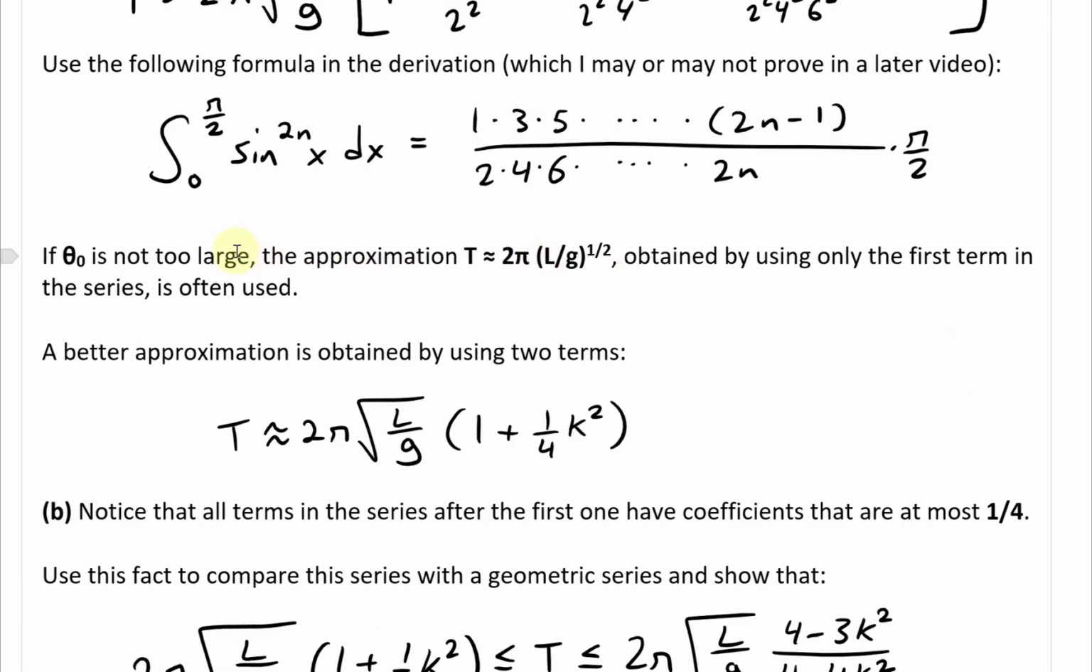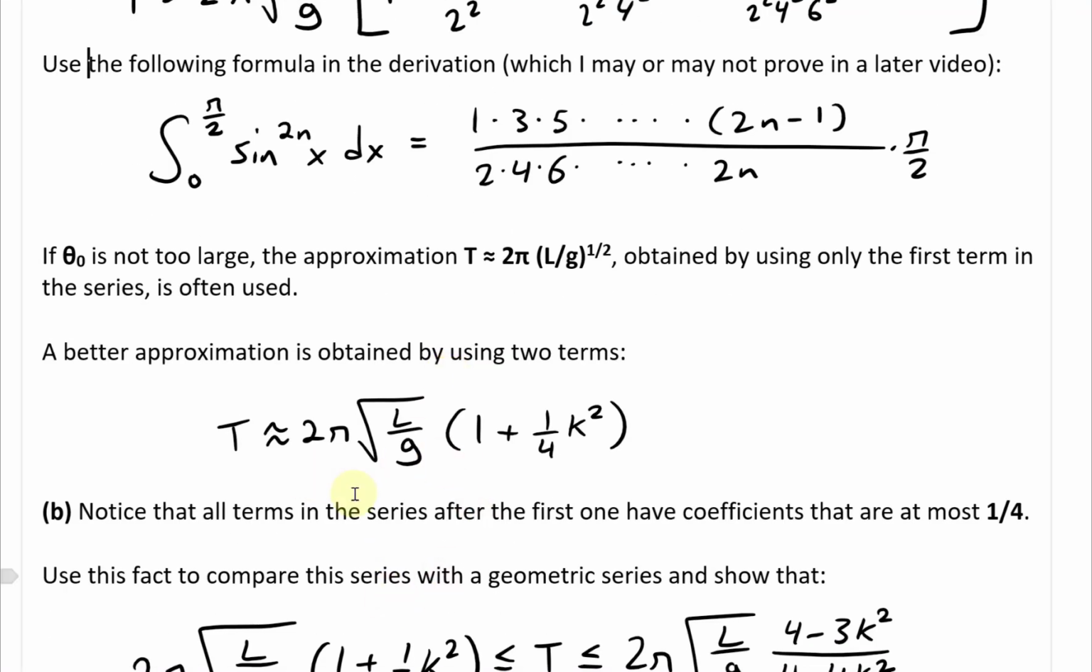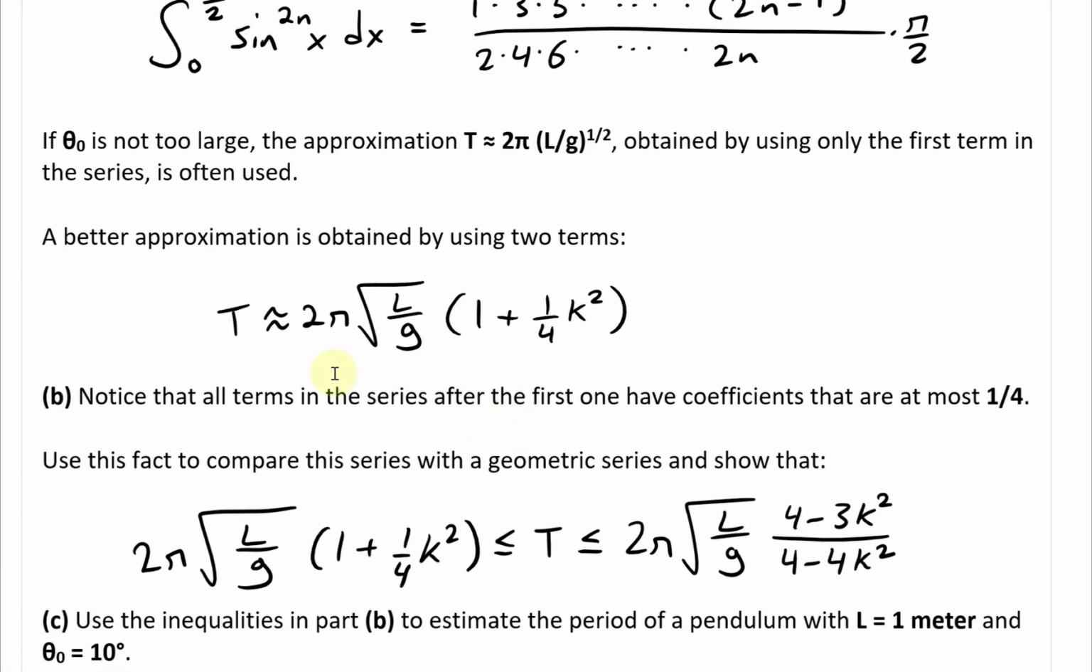And then it states, if theta naught is not too large, the approximation T approximately equals 2 pi times the square root of L over g, obtained by using only the first term in the series, is often used. So once we expand this out, if you use just the first term, it's just this part here. It corresponds to using this first term of the approximation. That's often used, but a better approximation is using two terms. That is using these two, like that. And then you'll get this over here. Those are the first two terms. And yeah, let's keep going further.